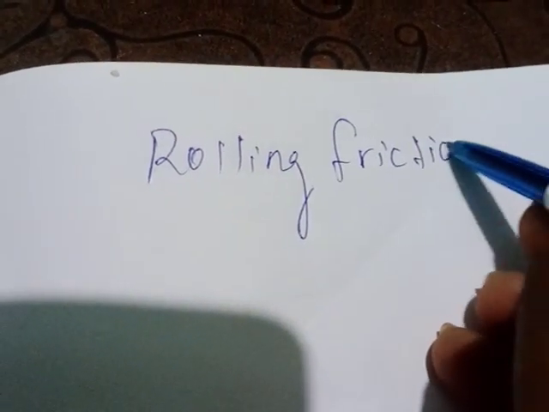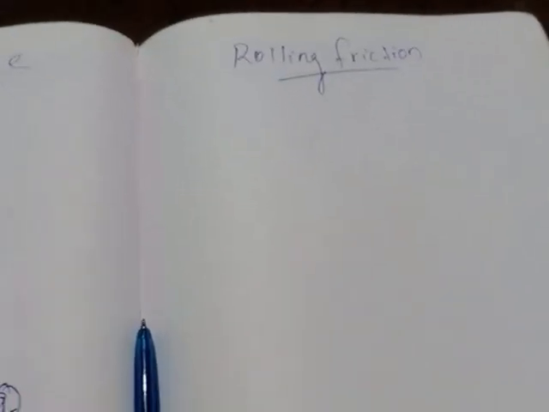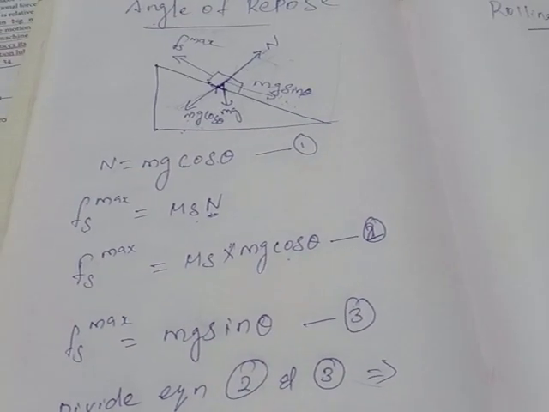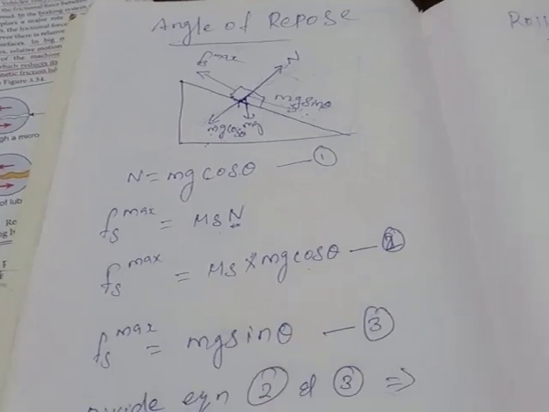Next we can see rolling friction. You know this, my dear students, can you imagine a world without rolling? Assume that there is no rolling motion. If there is no rolling motion, things can't move.